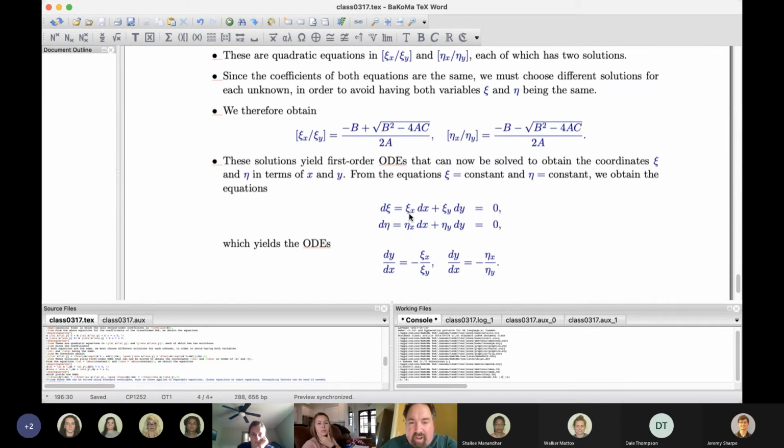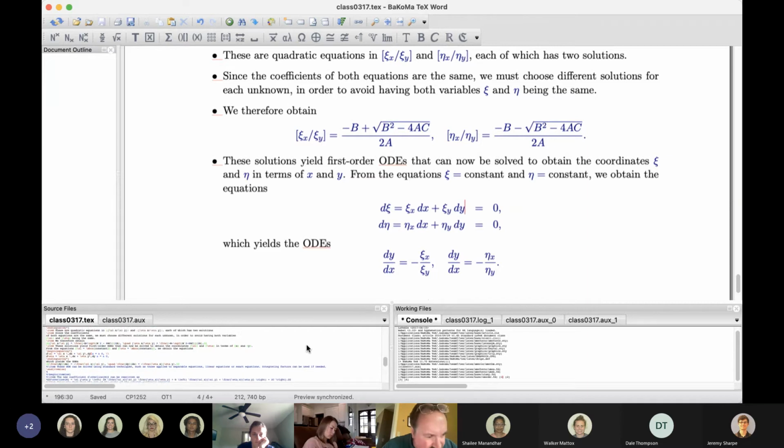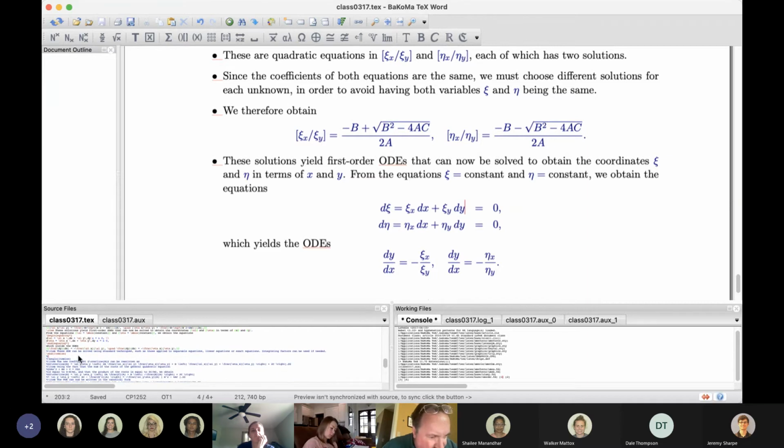So now what I can do is I can rearrange both of these, and now I have dy/dx is equal to minus this root, and also dy/dx is equal to minus this root. So now I have these ODEs that I can try to solve using whatever you learned in your first ODE class.